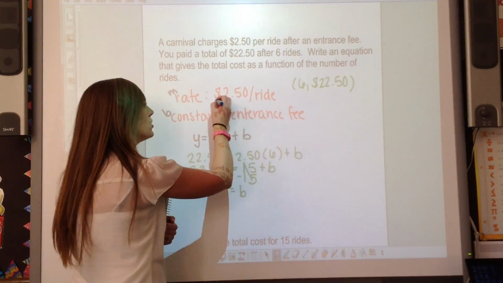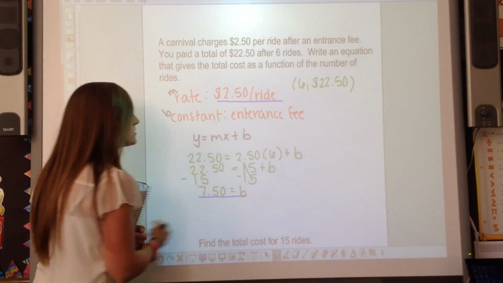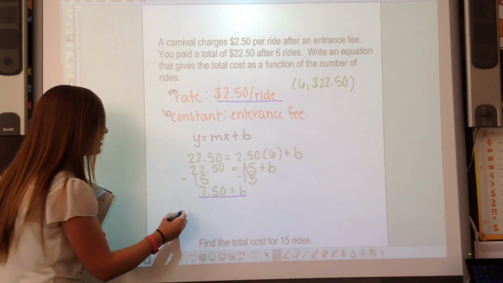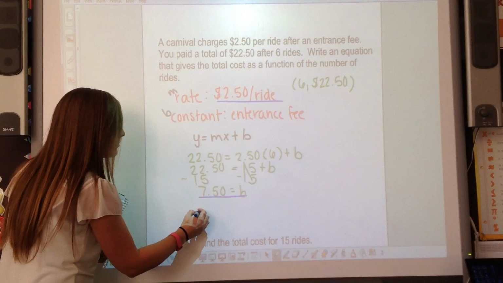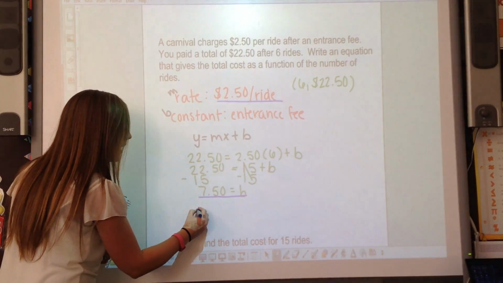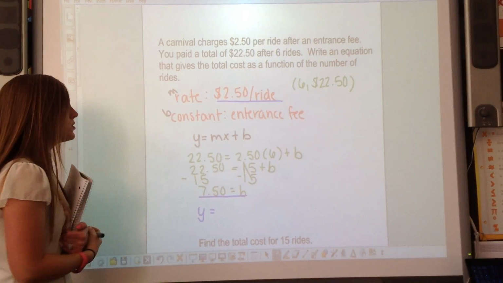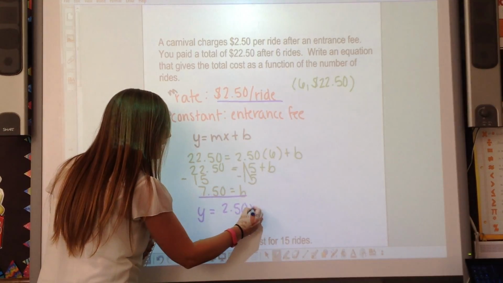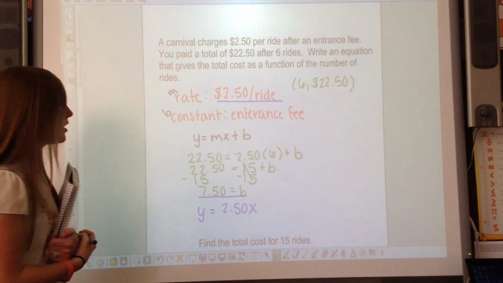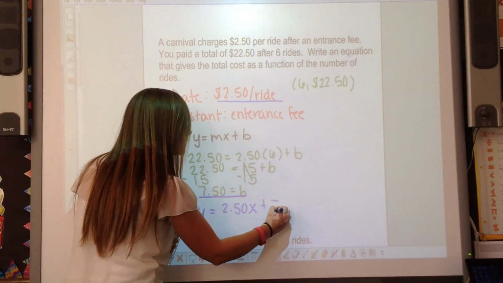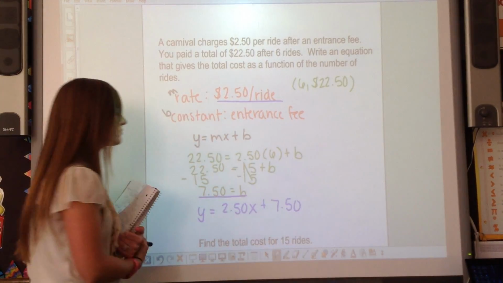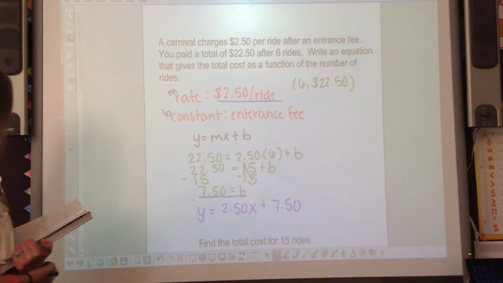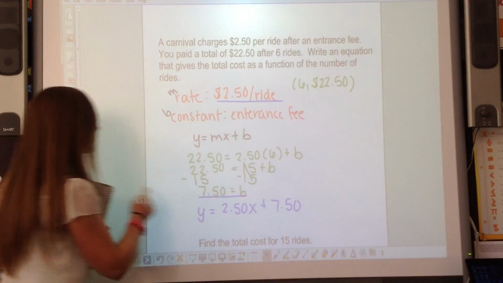After you have a slope and a y-intercept, you can write an equation. Our total cost of going to this park, total cost, maybe you want to use C, I'm going to use y, equals our slope, $2.50 per ride, x means ride, maybe you want to use r, plus the cost of the entrance fee. Okay. Now we can answer this question.